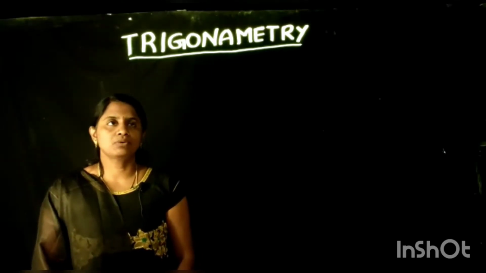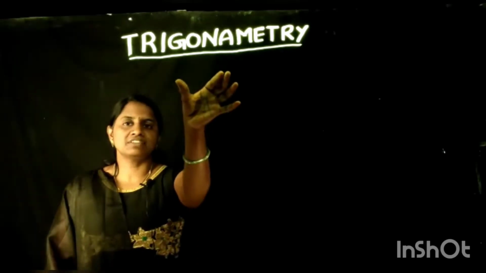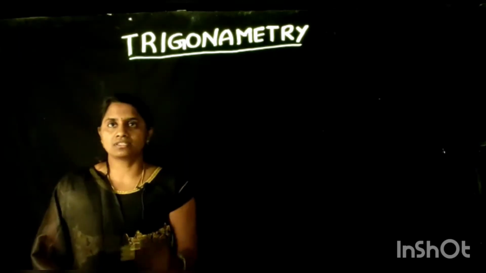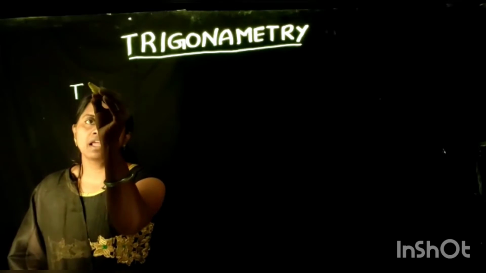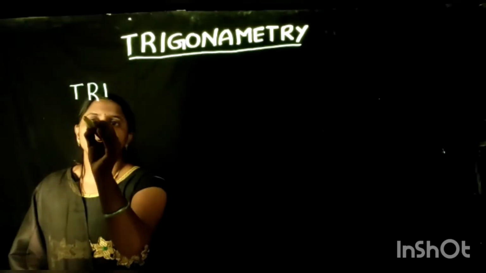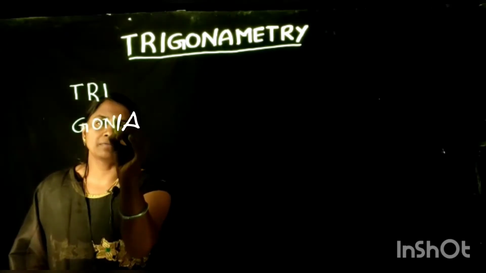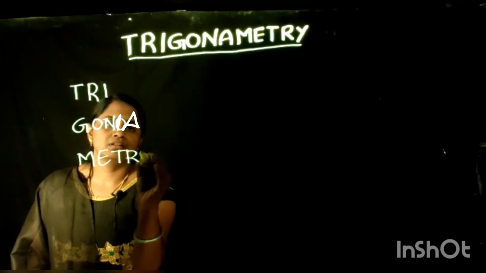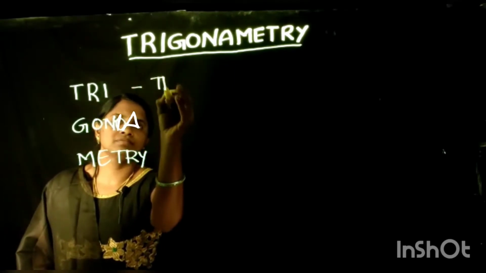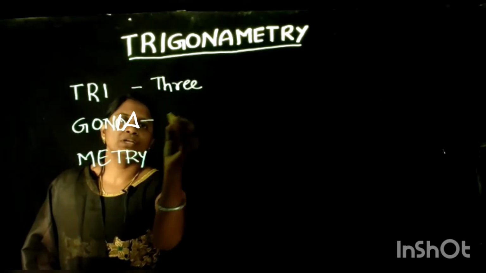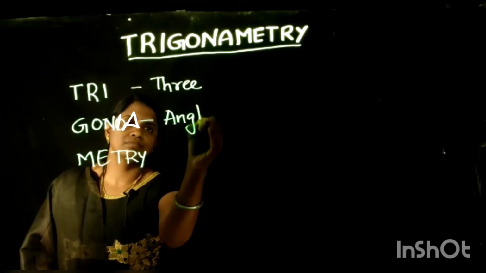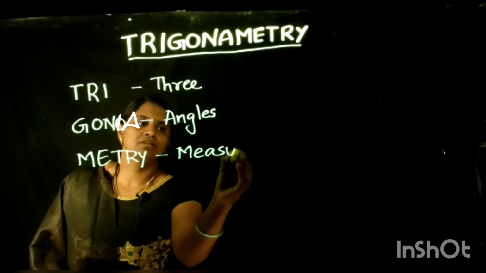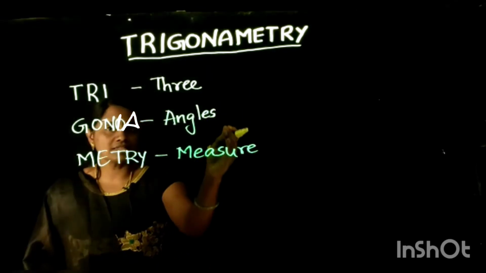Today we are going to discuss trigonometry. The word trigonometry is derived from Greek words. It is the combination of three Greek words: tri, gonia, and metri. Tri means three, gonia means angles, and metri means measure. Trigonometry is the measure of three angles.